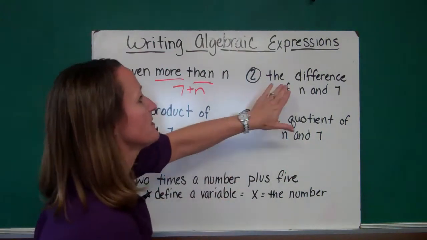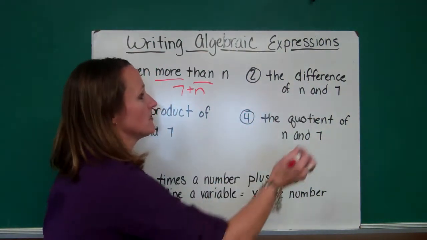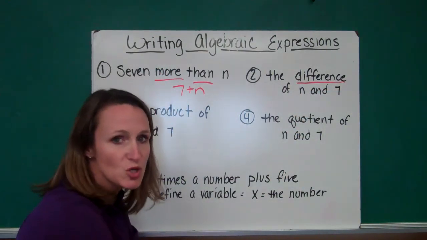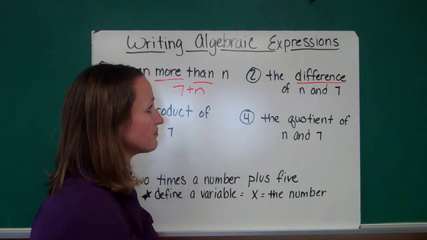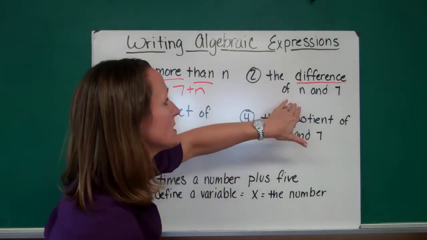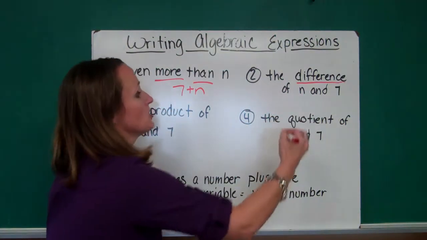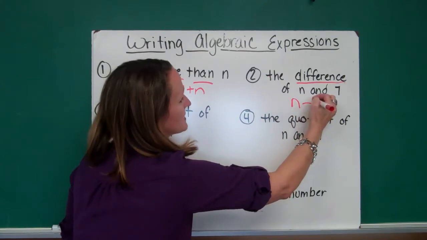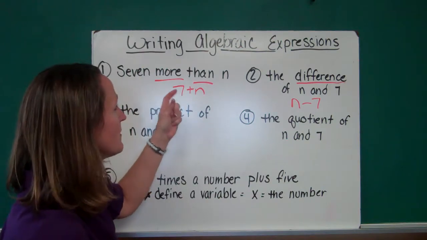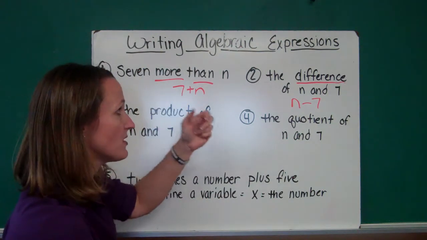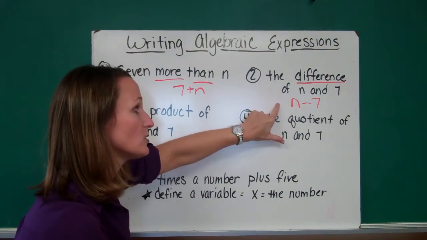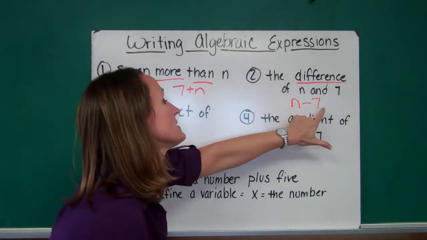Okay, what if we had the difference of n and 7? Here, our keyword is difference, and difference was on our chart in the subtraction column. Now, it's really important that you make sure you know which comes first. This one says the difference of n and 7, so we have to do n minus 7. We know that addition is commutative, so it doesn't matter if you write 7 plus n or n plus 7. But when you're doing subtraction, it's not commutative, so you need to make sure you write it in the correct order. So in this case, it's n minus 7.